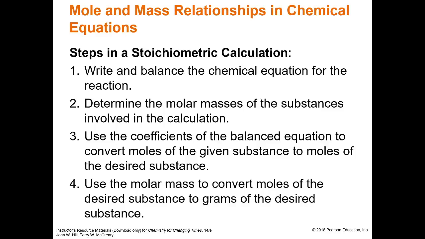So let's look at the steps in a stoichiometric calculation. The first step is always to write and balance your chemical equation for the reaction. You need the chemical equation to do anything else. It's how they relate. It's the recipe. It determines everything else. Number 2, determine the molar masses of the substances involved in the calculation.